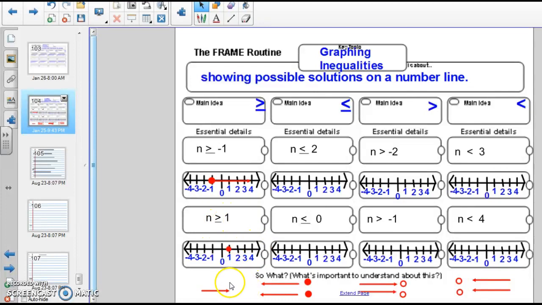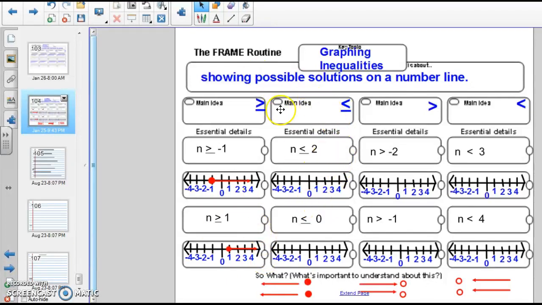So pause your video and draw a closed circle on the number line, not above the number line or below it, but on top of the number line. Because it says greater than 1, you're also going to draw an arrow to the right showing that this solution is any number that is equal to 1 or greater than 1.